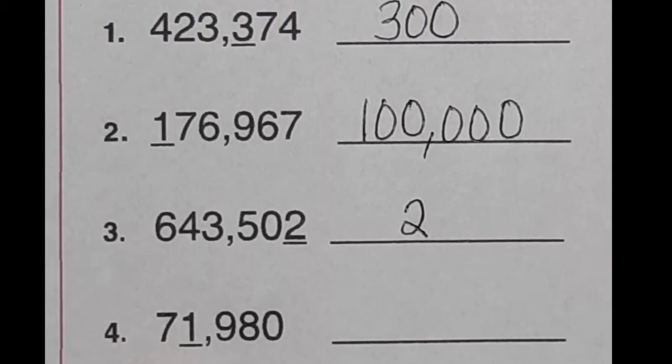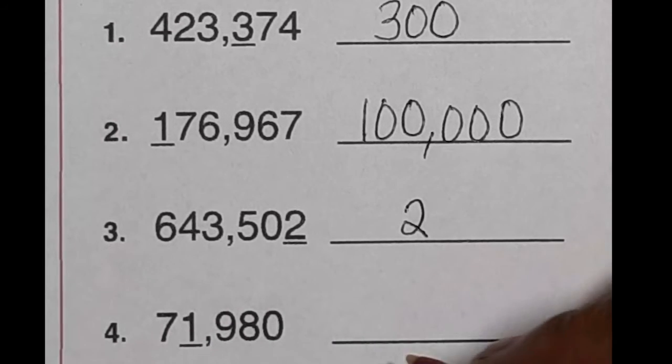Number 4, 71,980. The number that is underlined is the 1. So if we go over to the 0, it's in the ones place. The 8 is in the tens place. The 9 is in the hundreds place. The 1 would be in the what position? The thousands place. So the value would be 1,000.